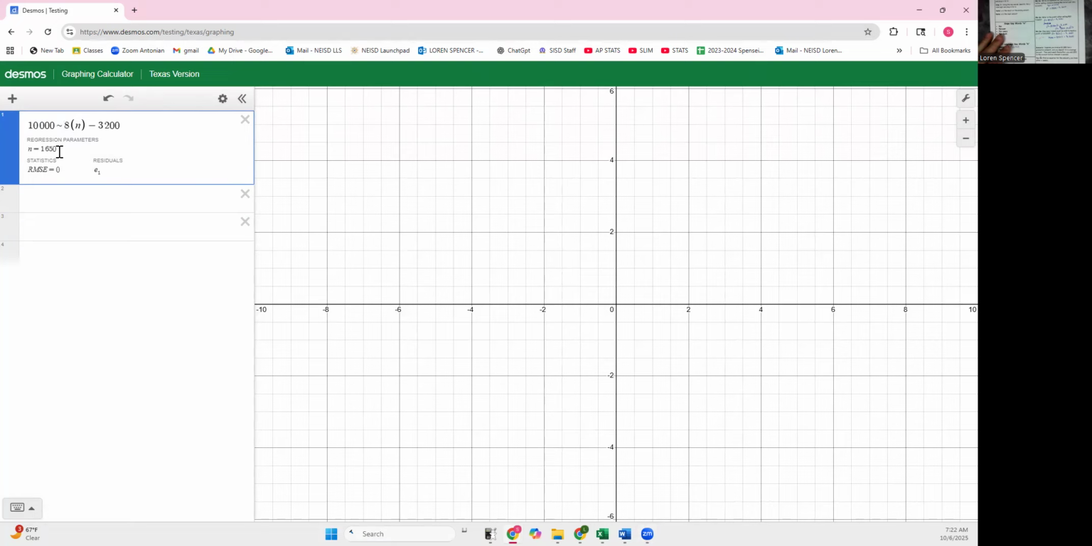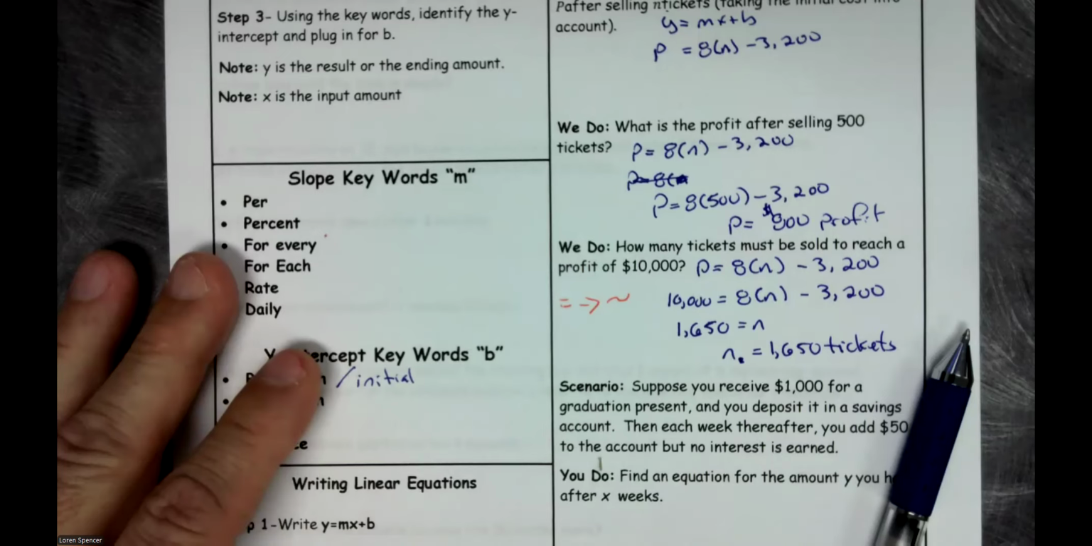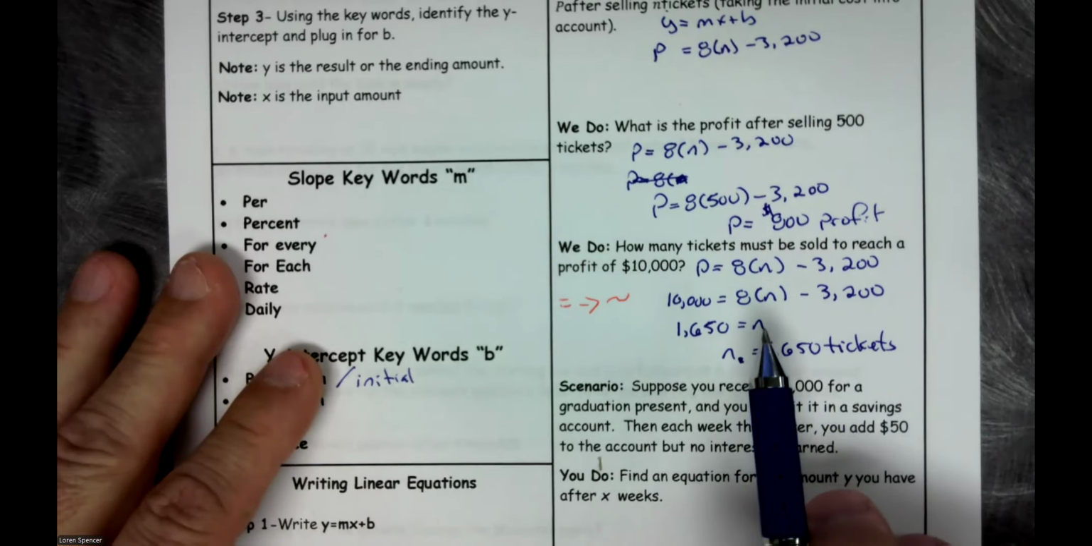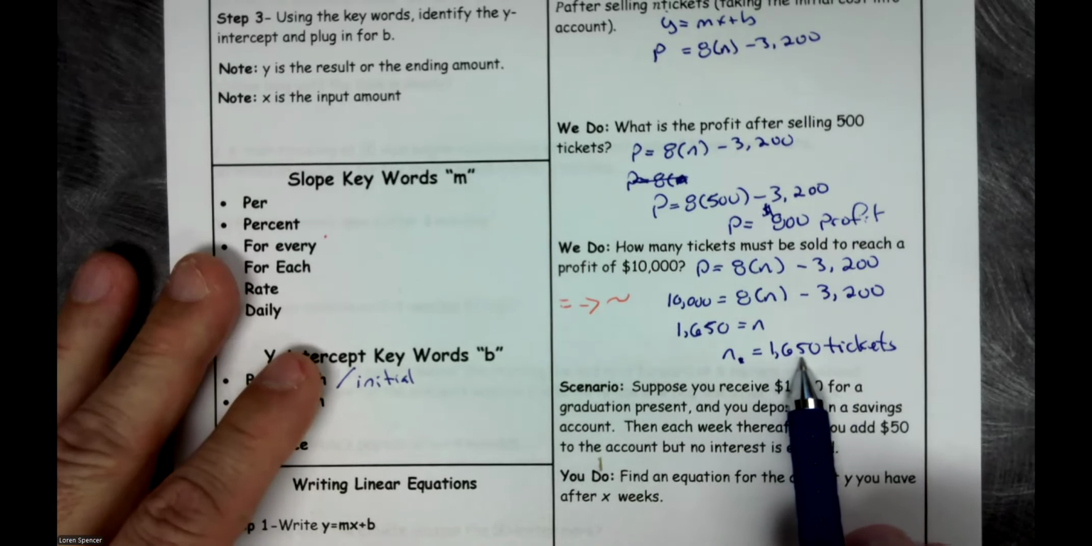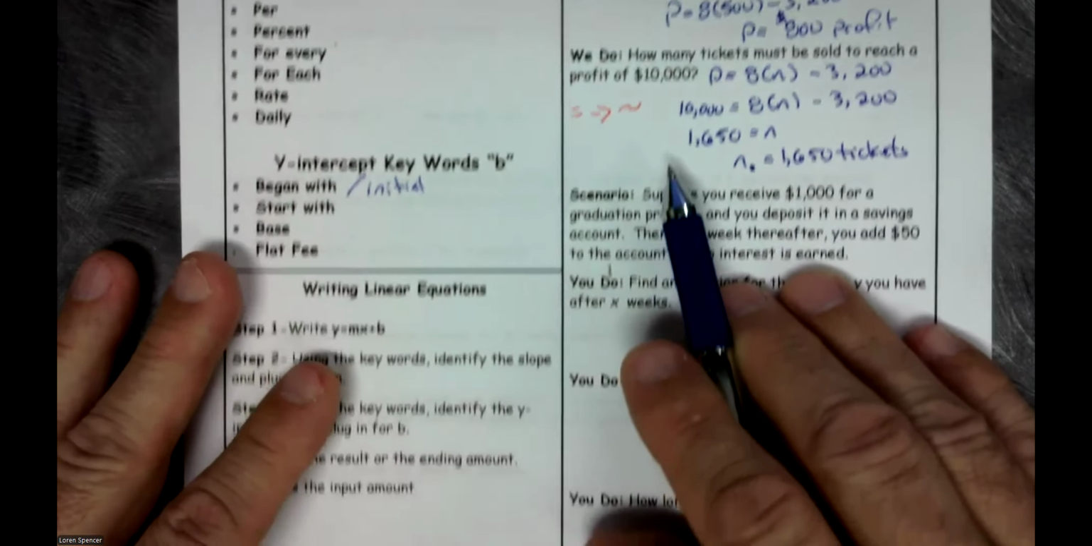All right, so N is 1,650. So N equals 1,650 tickets. All right, so let's stop at share and take a look at that. When we solved it, it gave us 1,650, so we need to sell 1,650 tickets.